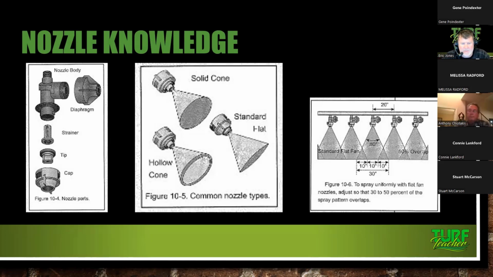Some common nozzle types that we use: solid cone, standard flat, the hollow cone, and then figure 10-6 is just spraying uniformity. There is going to be some overlap with our nozzles. That way we get the coverage that we're needing.